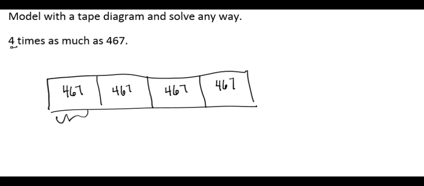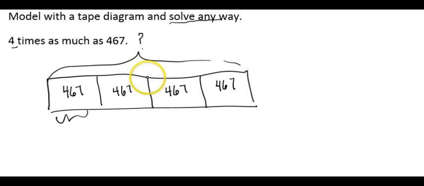One group would just be 1 times 467, so 4 times that would be 4 groups of 467. So I need to find the total, and it says that I can solve it any way. So I'm going to use partial products to solve this. I'll take 467 times 4 using the partial product method.